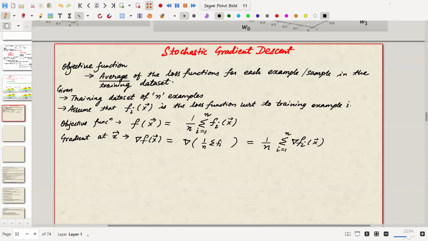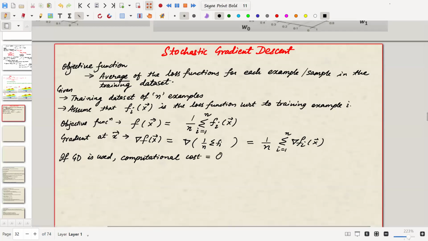Fine. So if gradient descent is used in this case, what should be the computational cost? Gradient descent is slow, so there should be a computational cost in a good way. Okay, so the computational cost should be order of n. Why should it be order of n?